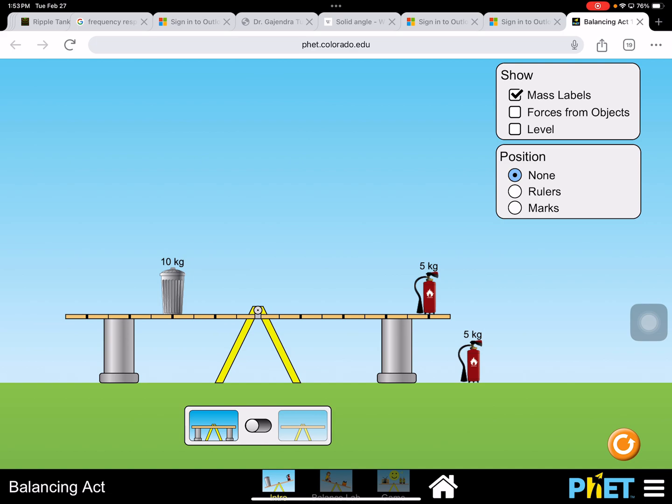What will happen now? It will stay balanced, because this force is twice as big, but its moment arm is half as much as this one. Do you guys understand?